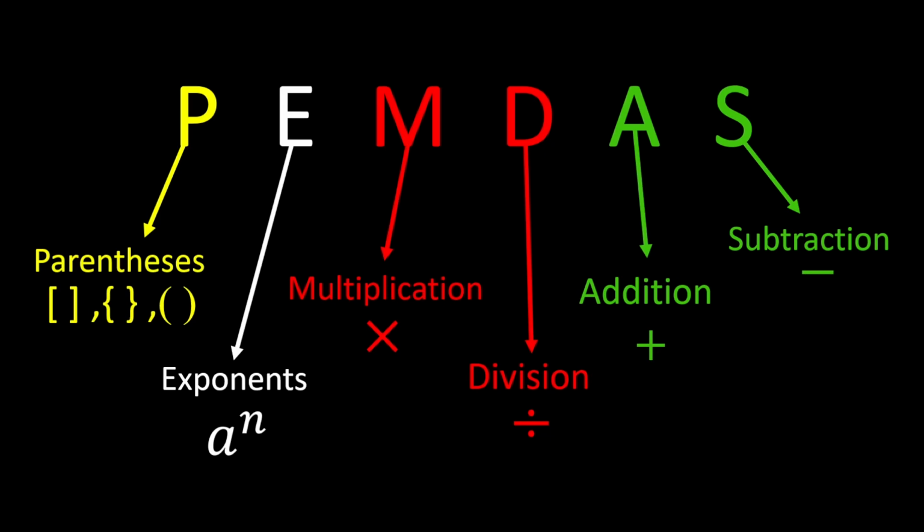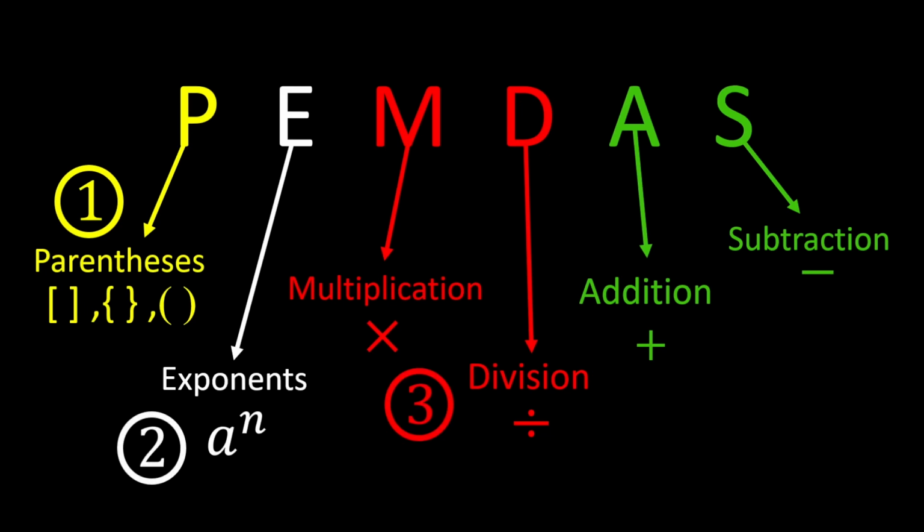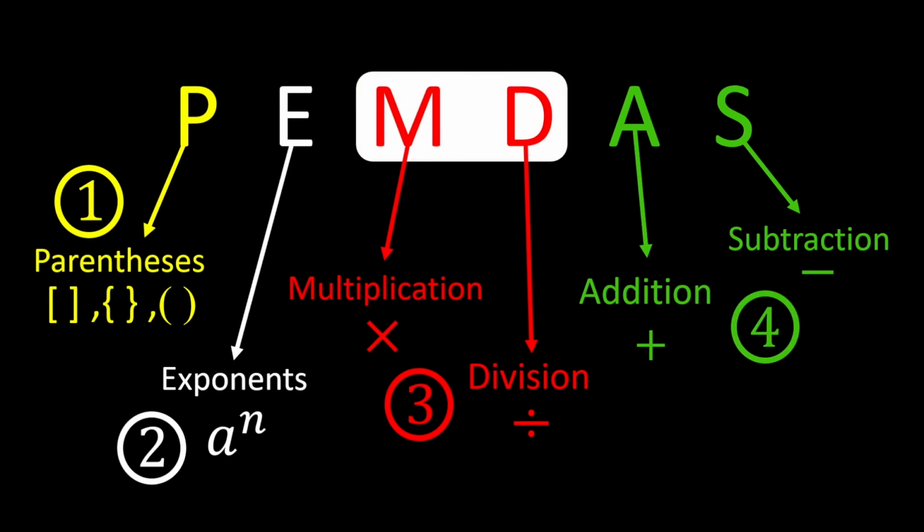According to PEMDAS, in every mathematical expression, we first solve the expressions inside the parentheses, then we calculate exponents, then multiplication and division, and finally, addition and subtraction. Remember that multiplication and division have equal priority.